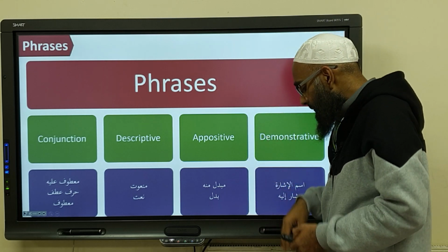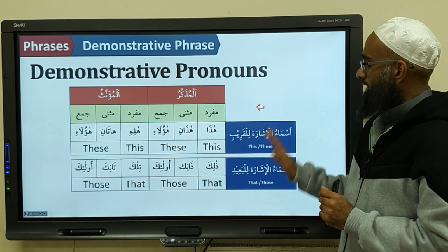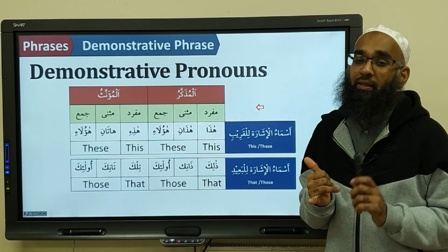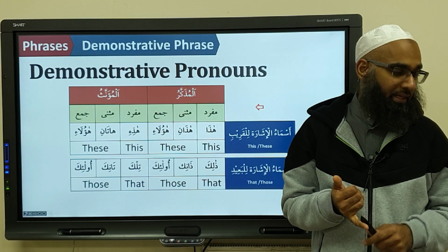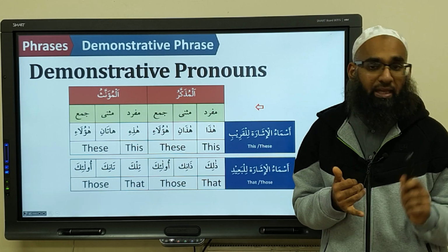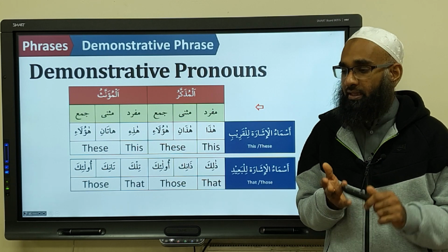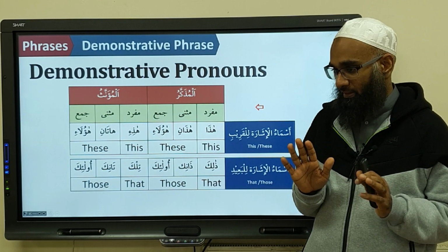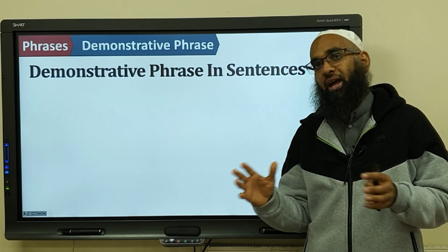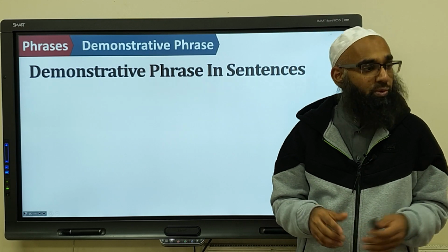Yes? So we were discussing the ismul ishara, musharun ilayhi, and we have to finish this off. This is a table that we were discussing yesterday. You have learned it. Let's go through it one more time. The table of the demonstrative pronouns: hada, hadani, haulai, hadihi, hatani, haulai, dhalika, dhanika, ulaika, tilka, tanika, ulaika. Yes? Okay. Now, as I said before, demonstrative phrases are expansion of words within sentences. So now you have to learn how we use this demonstrative phrase within a sentence.